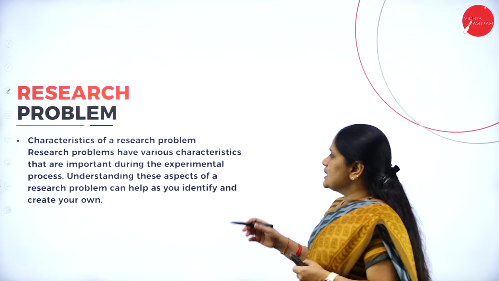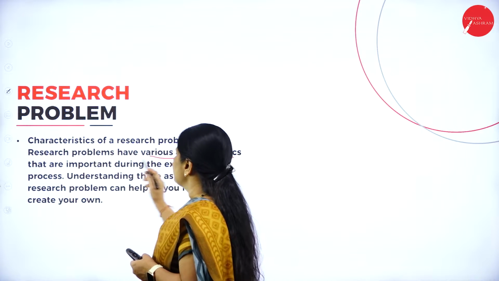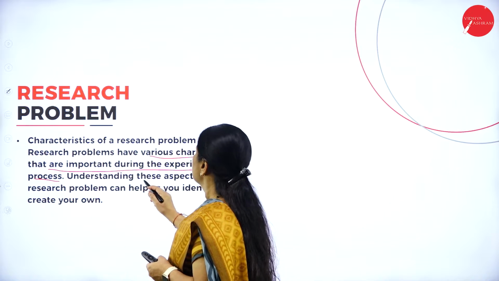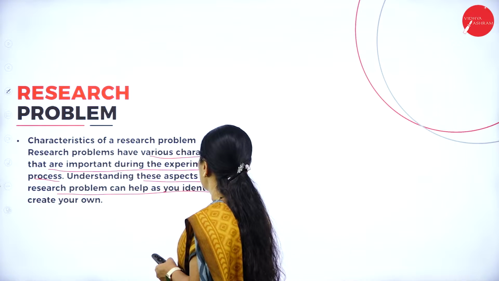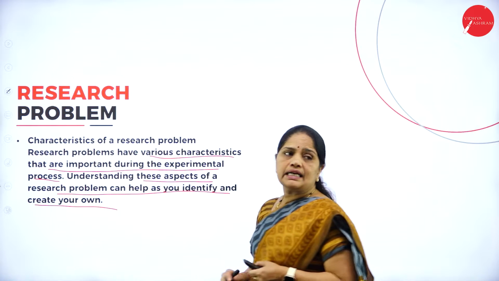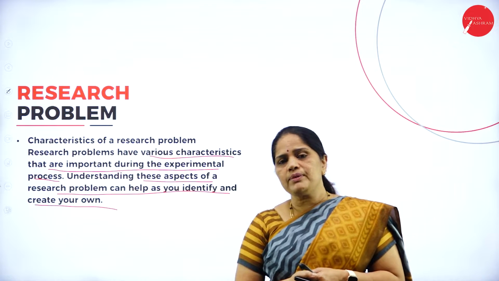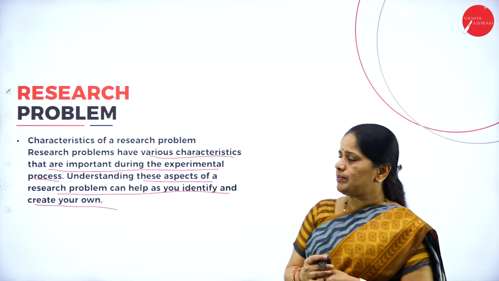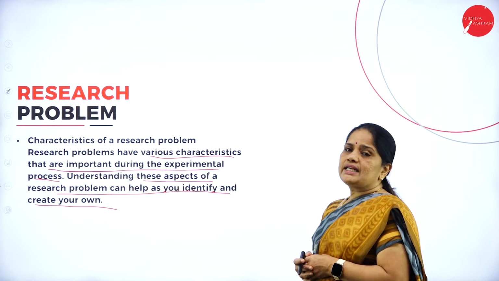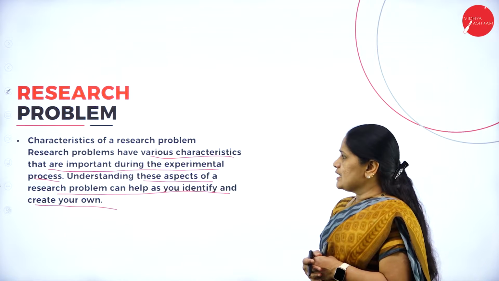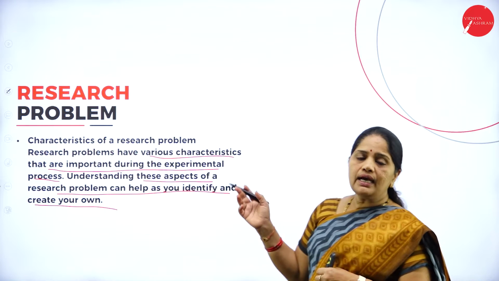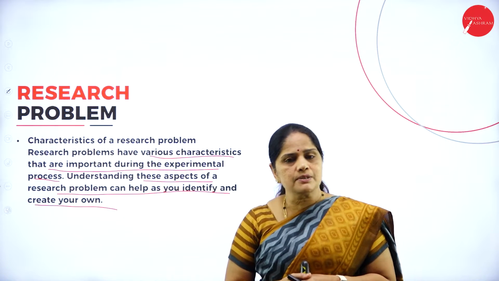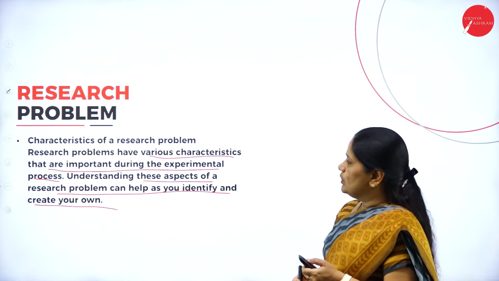Then, the characteristics of a research problem. Research problems have various characteristics that are important during the experimental process. Understanding these aspects of the research problem can help you identify and create your own. If we know the features of a research problem, they will help us in formulating our own problem.